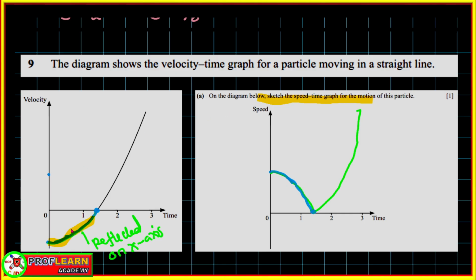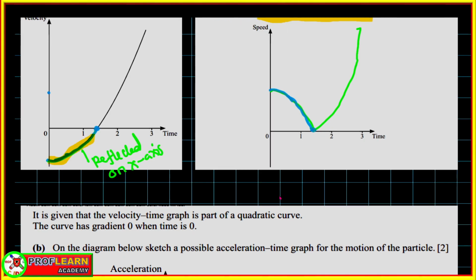So meaning this part of the graph that we are having here should be reflected up here, so that we shall have a graph like this. So you need to be mindful that speed cannot be negative. So that's why we are just reflecting that.